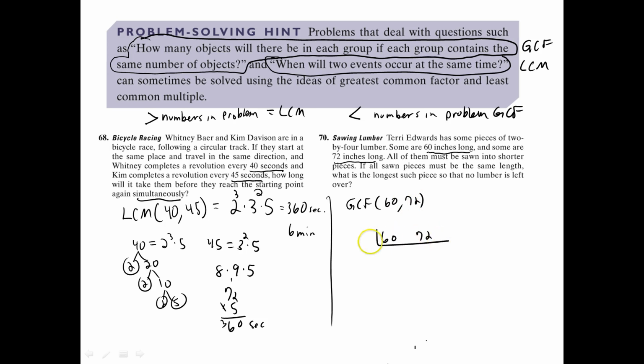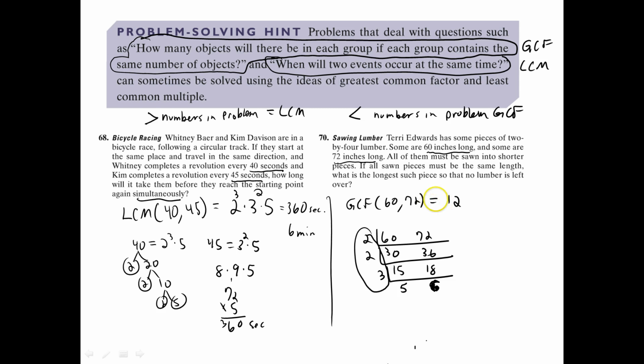We can divide by 2 and get 30 and 36. Divide by 2, get 15 and 18. Divide by 3, get 5 and 6, sorry. And now they don't share anything in common, so the GCF then would be 12.